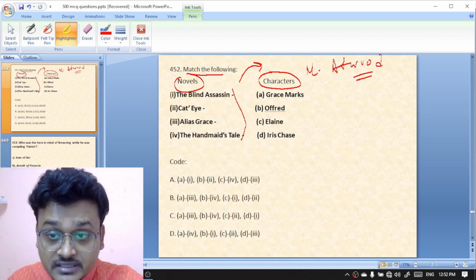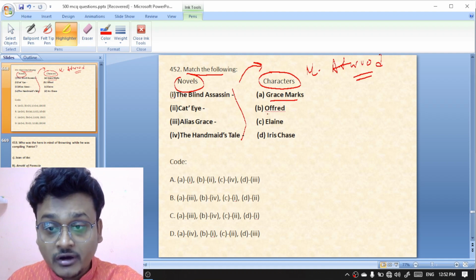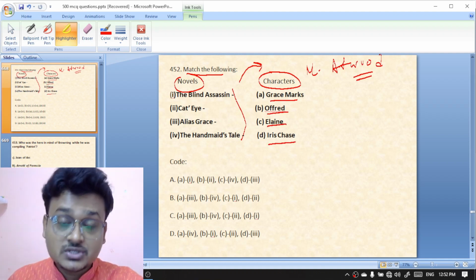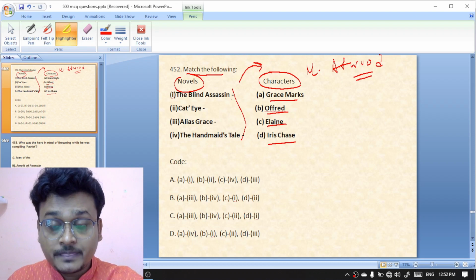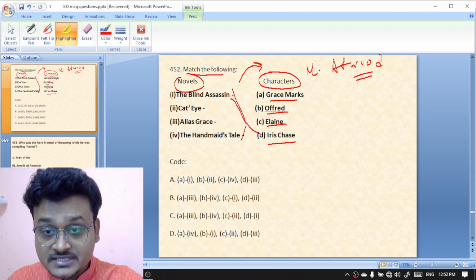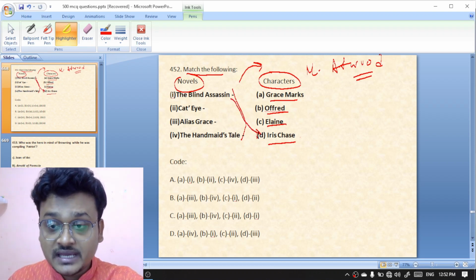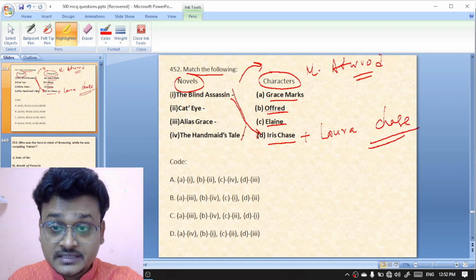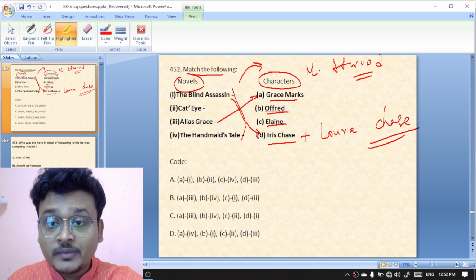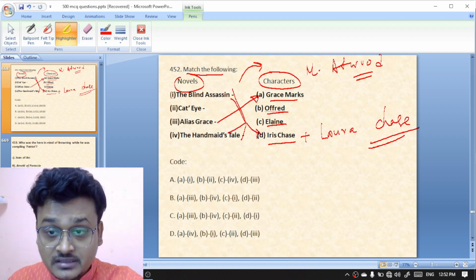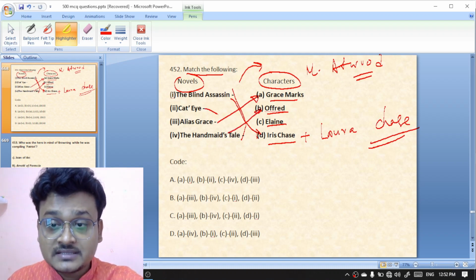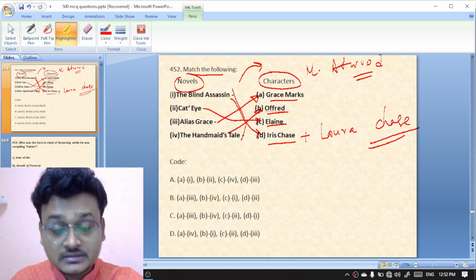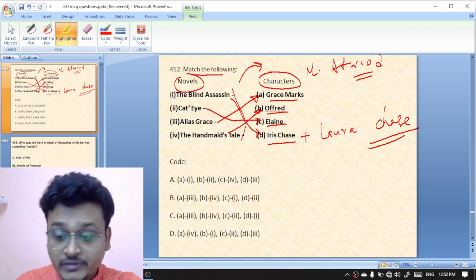So for The Blind Assassin, the characters are Grace Marks, Alfred, Elaine, Iris Chase. In The Blind Assassin, the character Iris Chase appears, plus Laura Chase. This is the story of Iris Chase and Laura Chase, these two sisters. In Alias Grace, the character is Grace Marks. In The Handmaid's Tale it is Offred, and in Cat's Eye it is Elaine. So these are the three characters you will find.